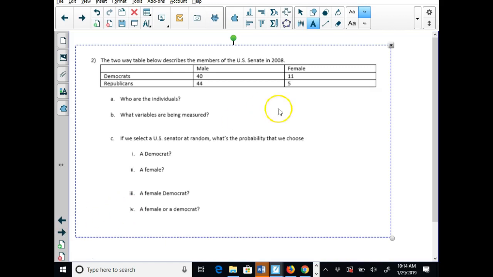Number 2, I'm going to let you go on that one. The big thing is you just have to fill in your totals. Who are the individuals? It's the Senate members from 2008. What are the variables being measured? Well, the variables being measured are their political status, Democrats or Republicans, and their gender.